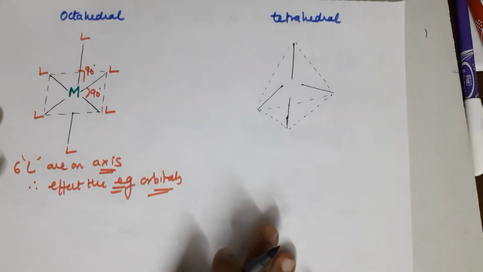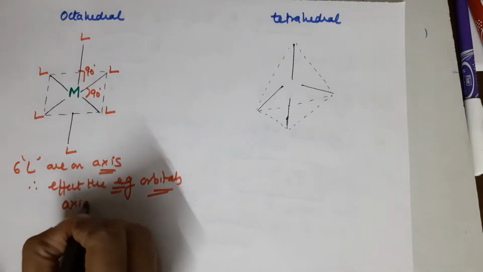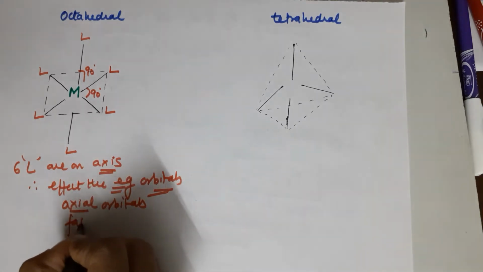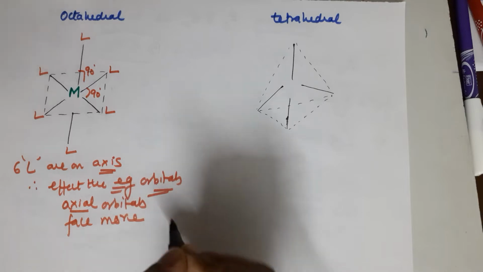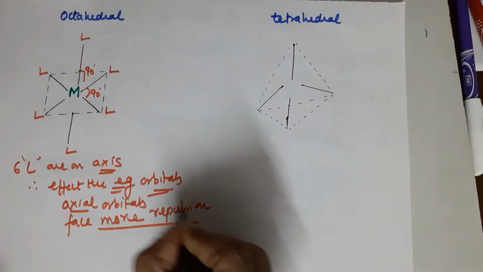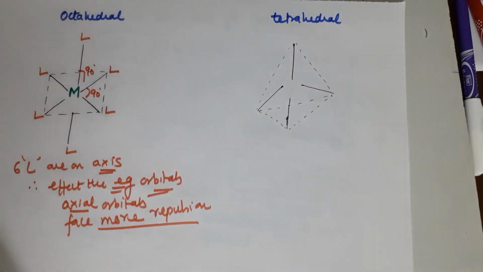There is repulsion in these orbitals. So this affects your Eg orbitals, or the axial orbitals. They face more repulsion because your ligands are approaching from the axis. Now what happens in case of a tetrahedral complex?